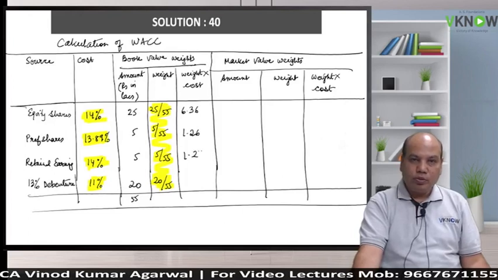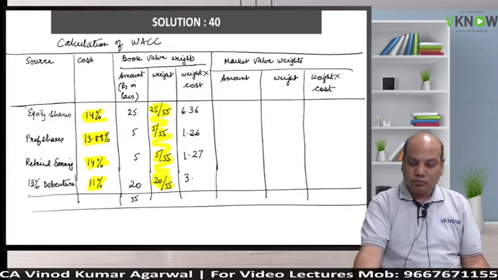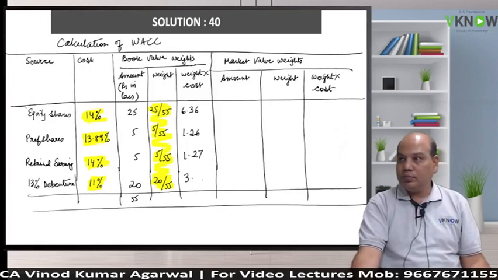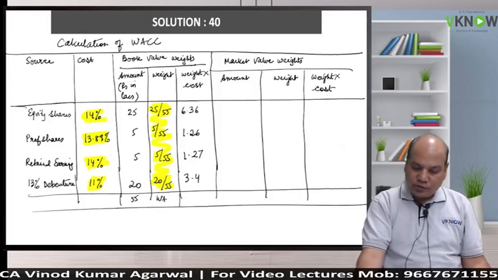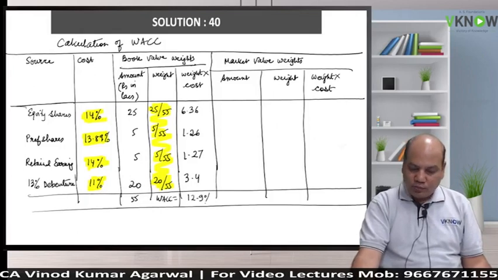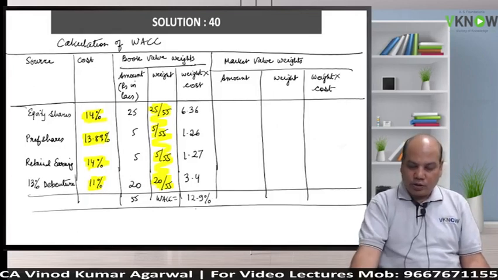1.27. Come on, next. 3.4, exact 3.40. 3.4. So WACC is equal to 12.9%. Approx, write down in bracket.